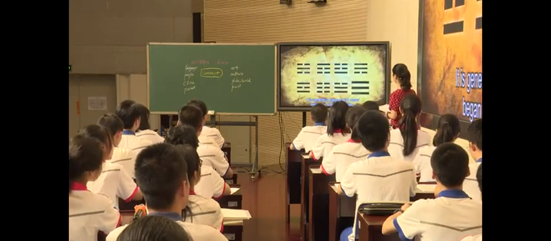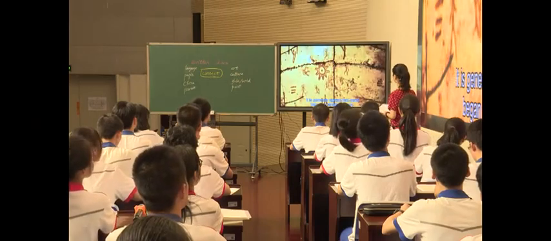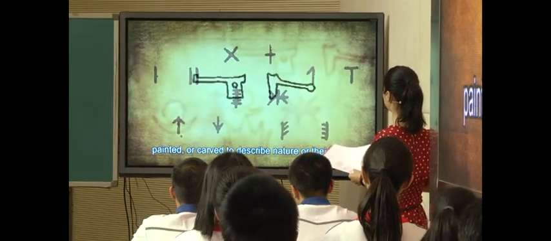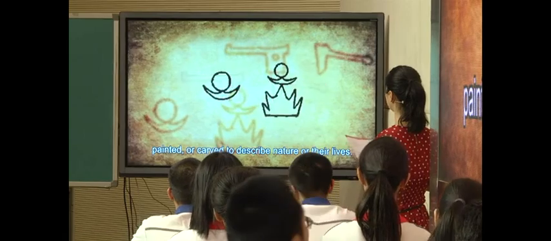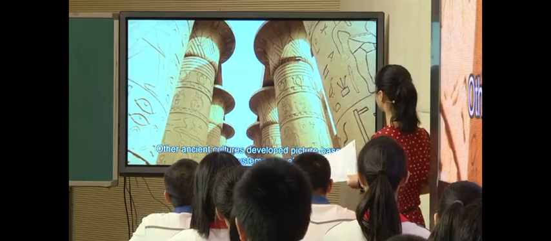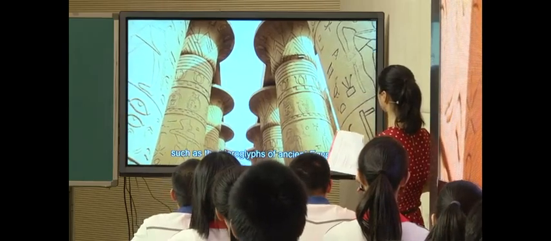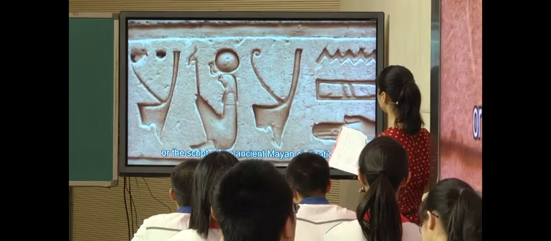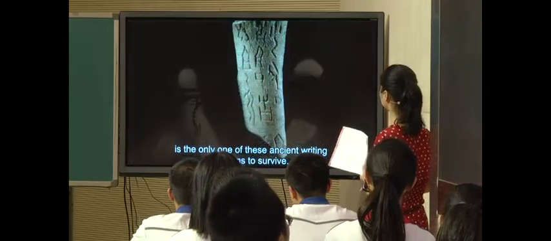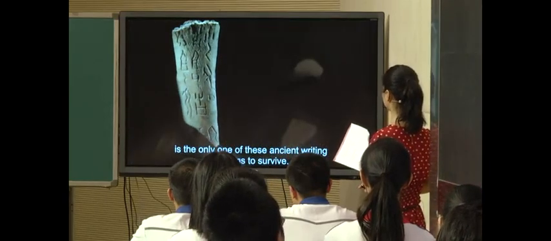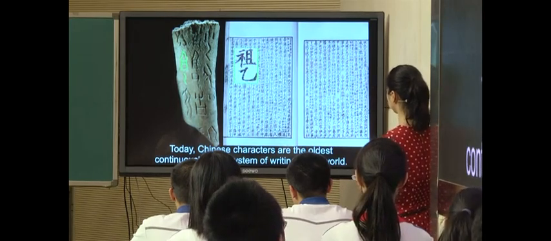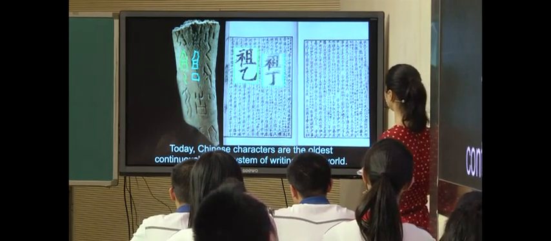It is generally agreed that Hanzi began as simple pictures, images that the ancient Chinese people drew, painted, or carved to describe nature or their lives. Other ancient cultures developed picture-based writing systems as well, such as the hieroglyphs of ancient Egypt or the script of the ancient Mayan civilization. Hanzi, however, is the only one of these ancient writing systems to survive. Today, Chinese characters are the oldest continuously used system of writing in the world.